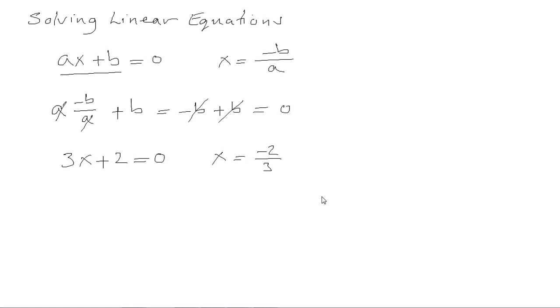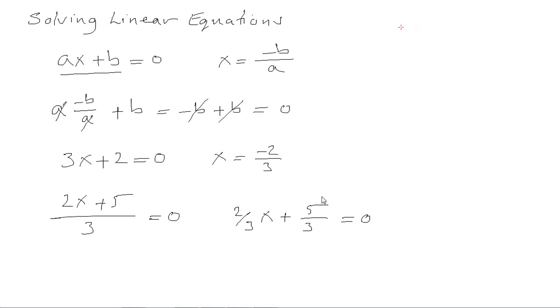Another example of a linear equation is 2x plus 5 over 3 equals 0. This is also a linear equation because I can write this as 2 over 3 x plus 5 over 3 equals 0. And this would be my a, and this would be my b, and this is a linear equation.